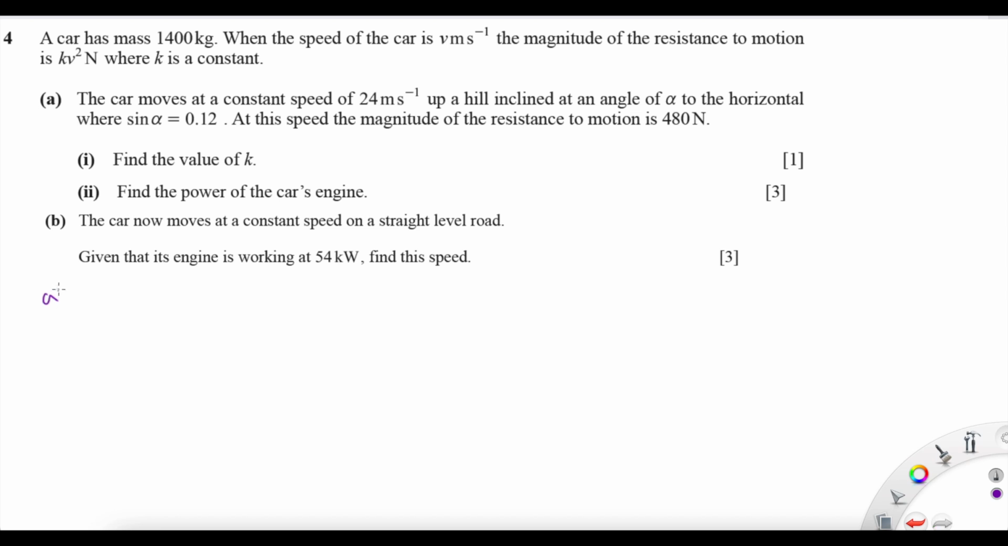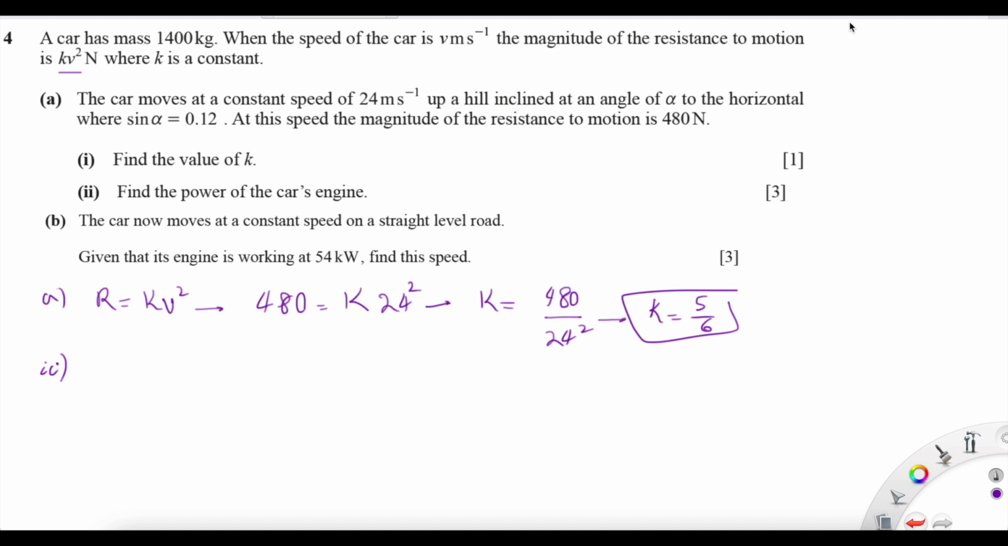Okay, for the first part, as it's given that resistance is 480 and is equal to kv squared, so R is equal to kv squared. R is given as 480 newtons, is equal to k, which is unknown, and the speed is given, which is 24, so 24 squared. So k will be 480 over 24 squared. So it simplifies to 5 over 6 as a constant number.